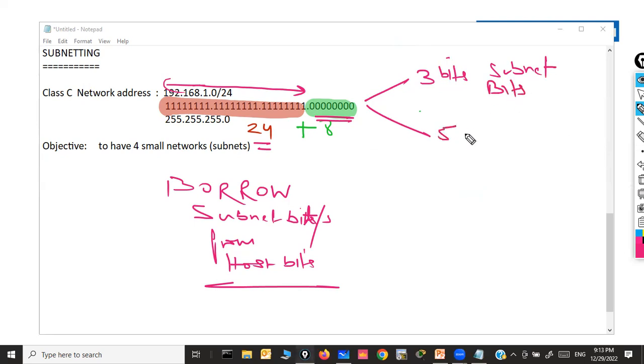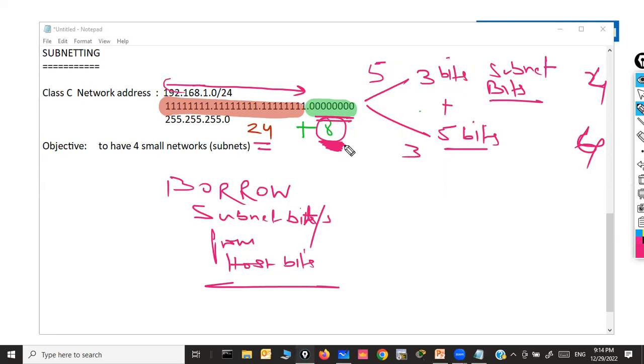So obviously host bits will get reduced now, right? And host bits will be only 5 now, because total we have 8 bits. So the 8 bits are further divided, right? Maybe 3 and 5, or maybe subnet bits, let's say 2, then 6 host bits. Subnet bits 4, then 4 host bits. Subnet bits 5, then host bits 3, right? Because total we have 8 bits.